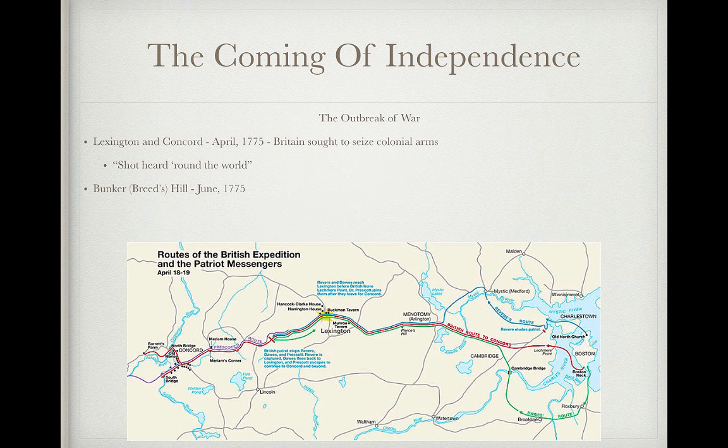Now, in June of that same year, 1775, we have Breed's Hill, which was incorrectly called Breed's Hill. It's actually called Bunker Hill. This was the Battle of Bunker Hill, in which the colonists took a surprisingly high number of British casualties.